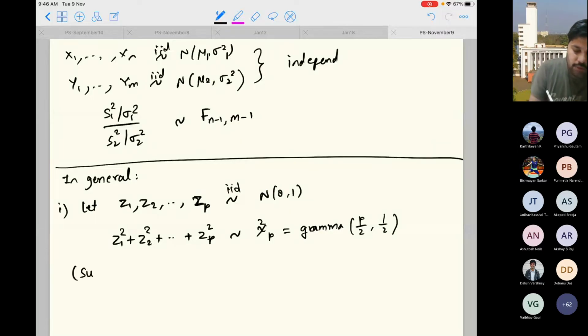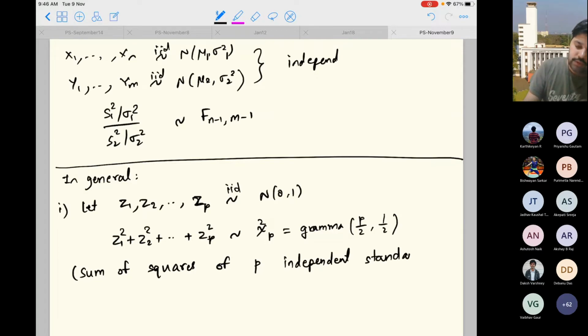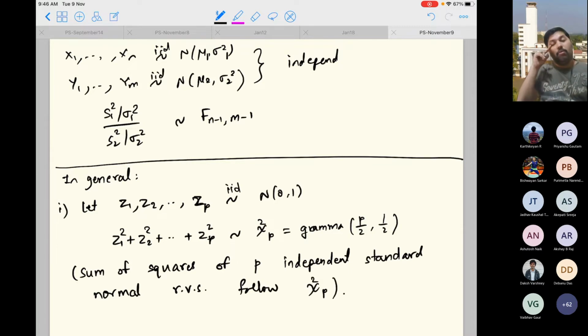Okay, so this chi-square p is gamma p by 2, half. So what you have to remember: the sum of squares of standard normal random variables follows chi-square p. This is something that you have to remember.